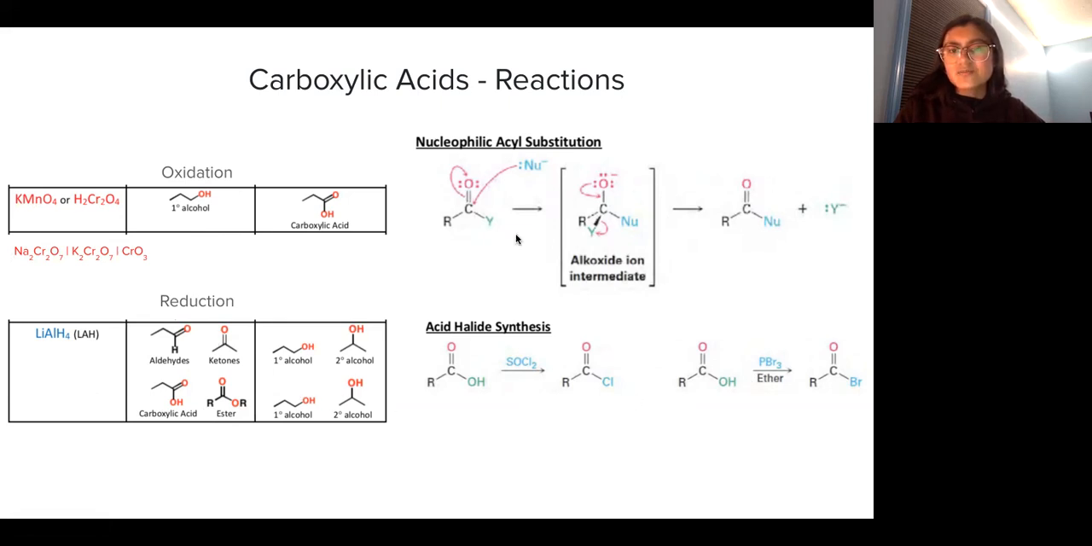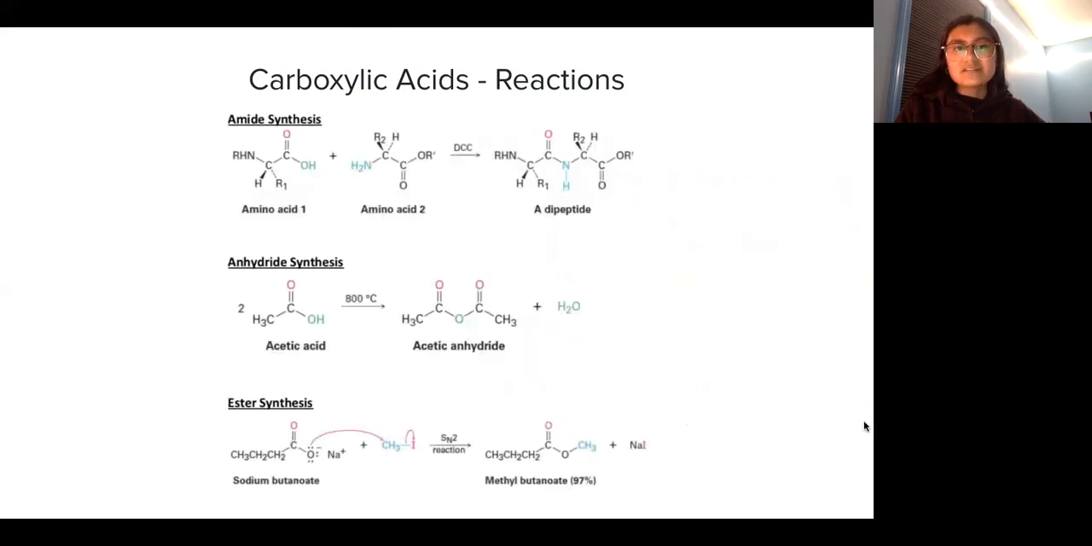And these are some diagrams of reactions that I think you definitely should know as well, that carboxylic acids are involved in. This is a general one with nucleophiles, your nucleophilic acyl substitution, where your nucleophile attacks the carbonyl. In acid halide synthesis with SOCl2 or PBr3, these are really common ones. And then you have your amide synthesis, anhydride synthesis, and ester synthesis as well. Just be familiar with these for sure, and what can be made from them.